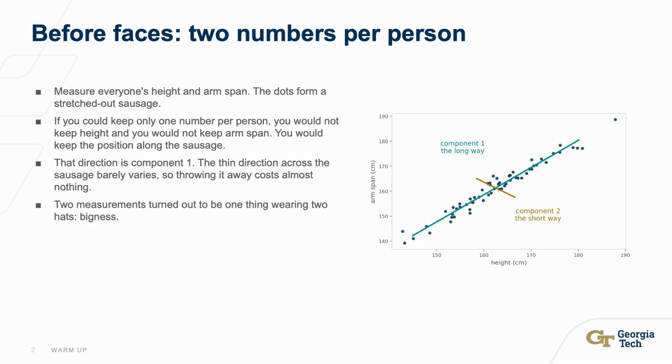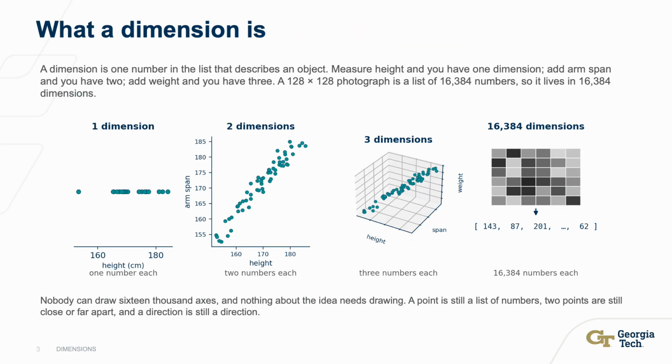Before we go anywhere near a face, one word needs pinning down because the rest of the lecture is built on it: dimension. A dimension is one number in the list that describes an object. That is the whole definition. Measure everybody's height and you will have one dimension, one number per person, and the population is a row of dots on a line. Add arm span and you have two dimensions, which is the plot we were just looking at. Add weight and you have three, and the population becomes a cloud in the room.